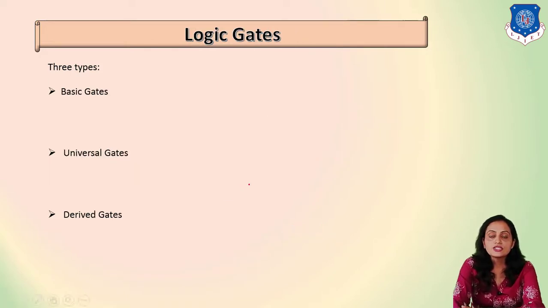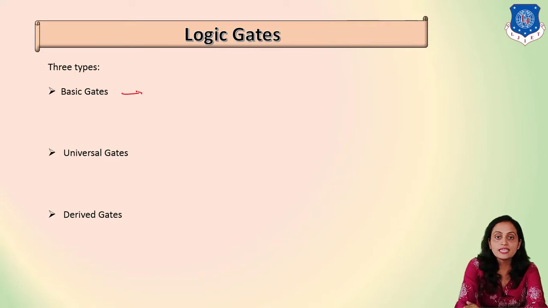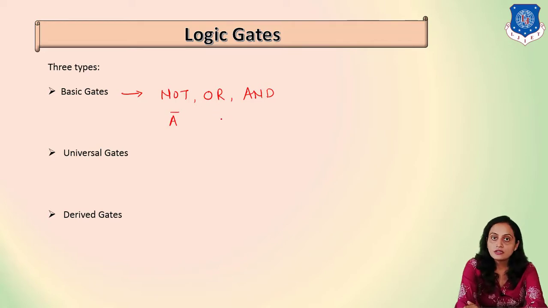Next we will see the logic gates. Basically the logic gates are classified into three categories. The first is the basic gates. So basic gates are derived from the basic logic operation, and for that we have a NOT gate, then another basic gate is the OR gate, and the third one is the AND gate. And NOT gate is just by the logic operator NOT, OR is just by the logic operator OR, and AND is just by the logic operator, that is the product.